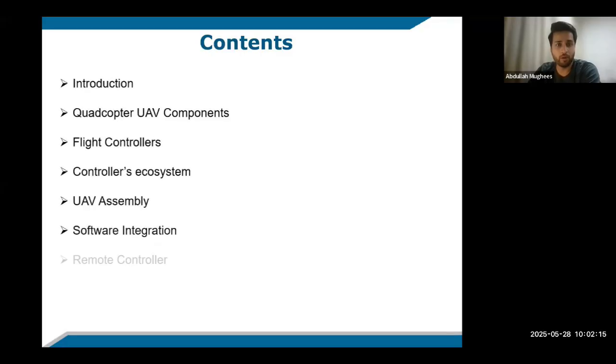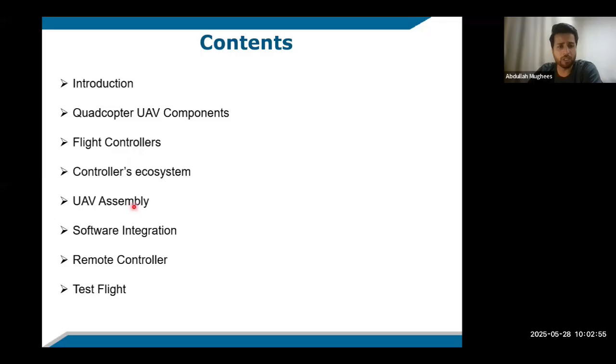So this is the content of today's session. First we'll be looking at the quadcopter components and the UAV components that are involved, which includes the motors, the propellers, the body itself, and a lot of details. Then we'll look into the flight controllers, which are basically the brain of the unmanned systems. And then we'll see how these flight controllers are used with external accessories, what kind of accessories are necessary, and what add-ons you can put on these drones to perform various kinds of tasks.